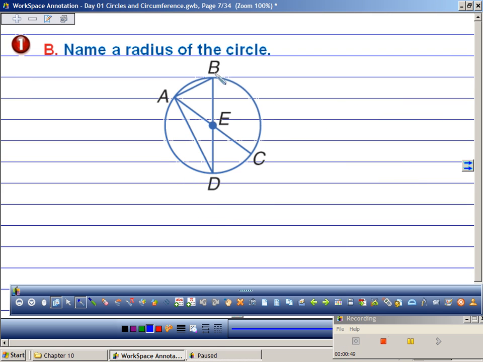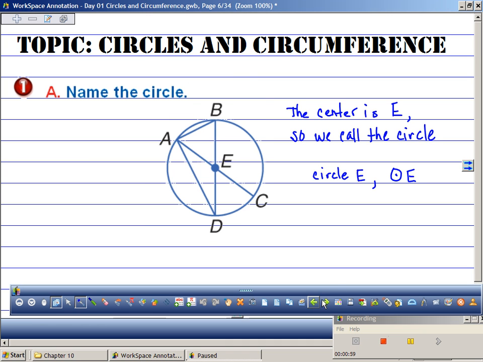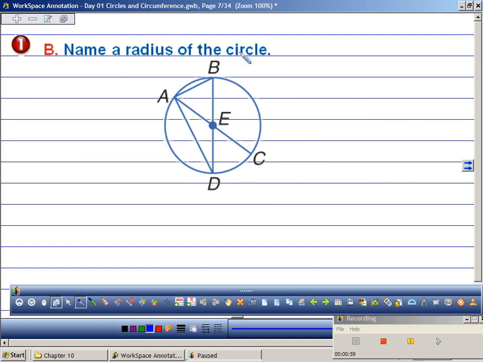Okay, so let's look at the next one. Same picture. Now we need to name a radius of the circle. E. We call the circle circle E. Okay? The circle is named E. Yes. Okay, so name a radius of the circle.